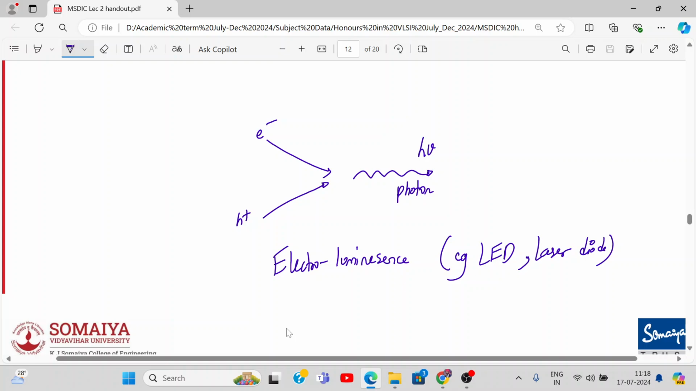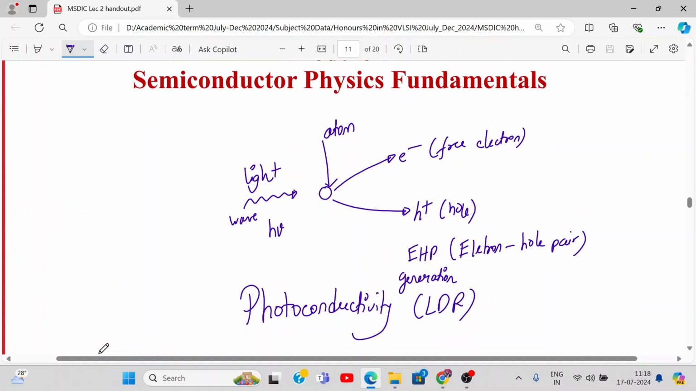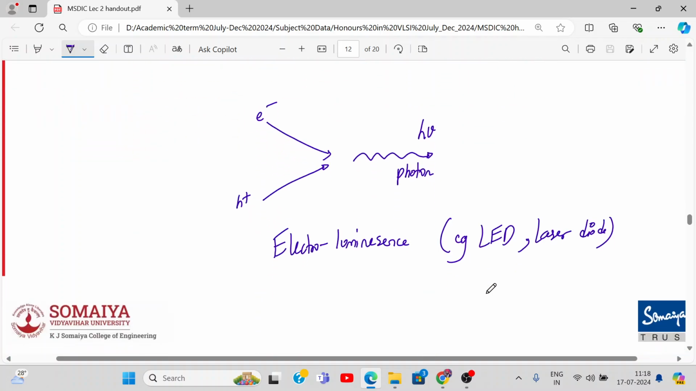So in case of a solar cell in photoconductivity, a generated electron hole pair can give rise to a voltage. In case of an LDR, because of the light, the resistivity of the material changes. And over here, in case of electroluminescence, if a free electron and a hole in a semiconductor recombine, energy is given away as light.